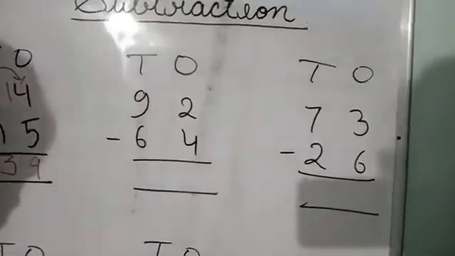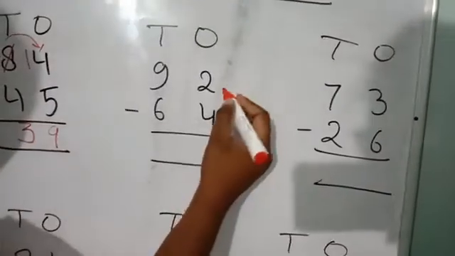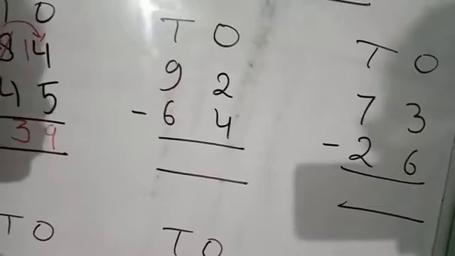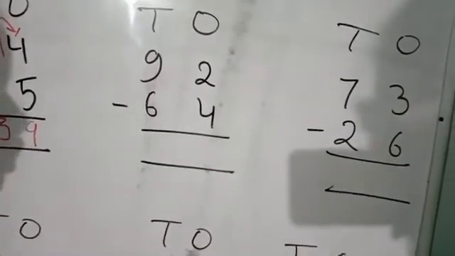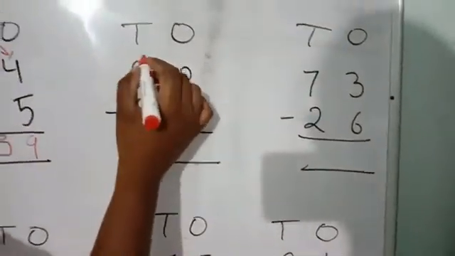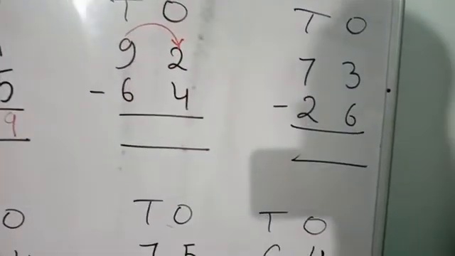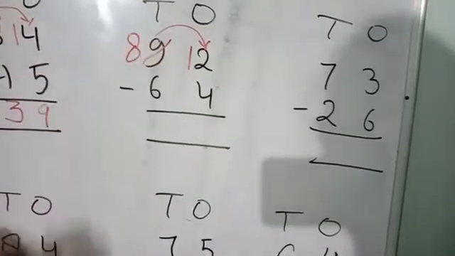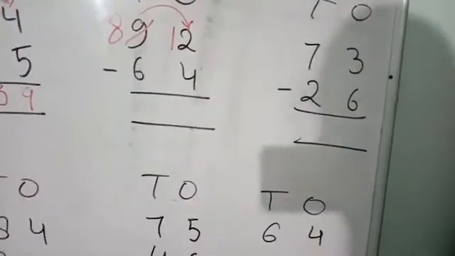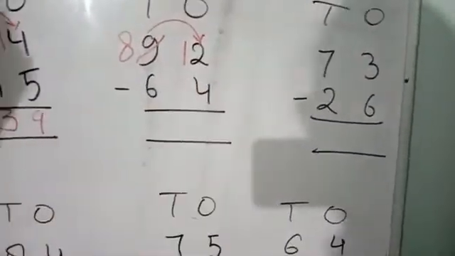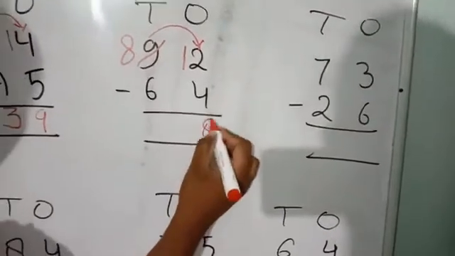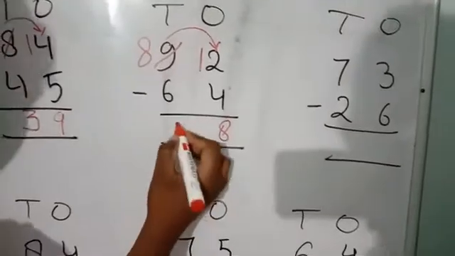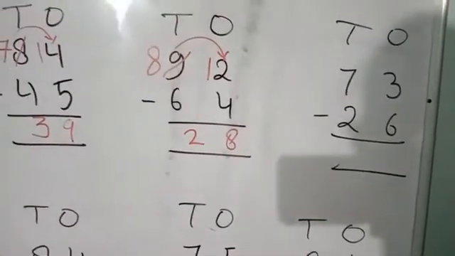Okay, see the next one, 4 minus 2. Is it possible to subtract 4 from 2? No, because 2 is smaller than 4. So what will we do? We will borrow from 9, and 2 will become 12 and 9 will become 8. So subtract it now. 12 minus 4, 8. Then 9, 8 minus 6, 2.